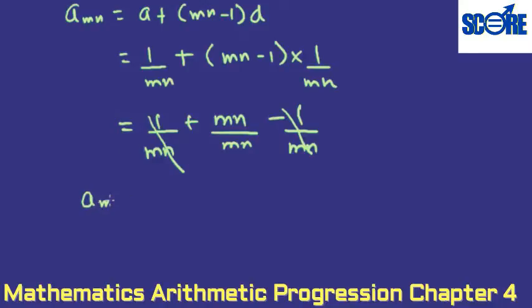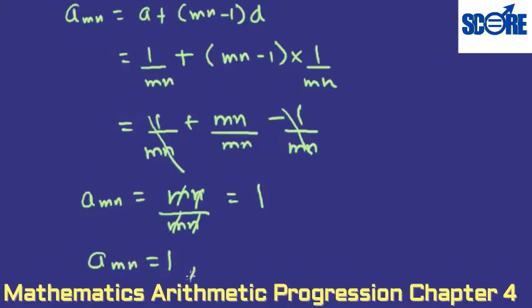So what we'll get is a_mn is equal to mn upon mn. So we can cancel m from m and n from n, and after cancelling it, what we'll get is equal to 1. So the value of a_mn we got is 1, which is actually what we had to prove. So in this way, we have seen that while using the formula for finding the nth term of an AP, we have calculated the value of the mnth term of an AP, which is equal to 1.